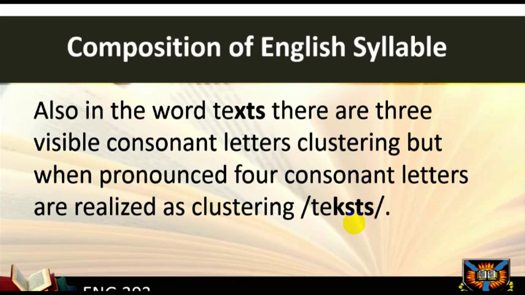Let us look at the word shrunk with the 3 letters SHR as the initial consonant clustering in this word. When pronounced, it turns out as the two consonant cluster onset, SR. Another example is the word sing, where the two letters ng are produced as a single sound, ing.